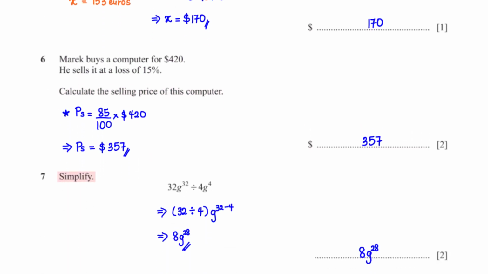Simplify 32g to the power 32 divided by 4g to the power 4. So we have 32 divided by 4, and since the g terms are also dividing, we subtract their powers. So we have g to the power 32 minus 4. 32 minus 4 is 28, and 32 divided by 4 is 8. And so our final answer is 8g to the power 28.